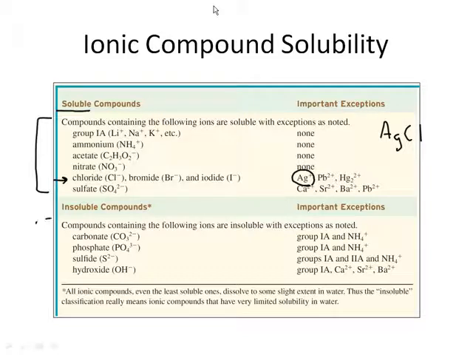Insoluble compounds are listed generally in the next table. So these are things that are generally insoluble. So if I have iron two carbonate, I can find carbonates and see, oh yeah, they're generally insoluble. There are some exceptions. Iron is not one of them. So therefore, iron two carbonate would be insoluble. If I had sodium carbonate, however, sodium is one of my group 1A metals. It's one of the exceptions to the general rule that carbonates are insoluble. And so sodium carbonate would actually be soluble.